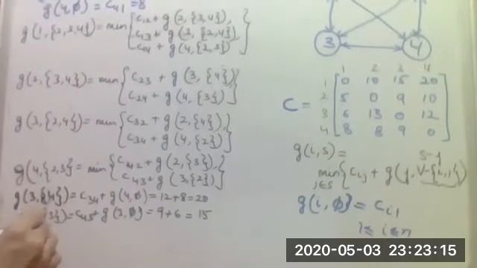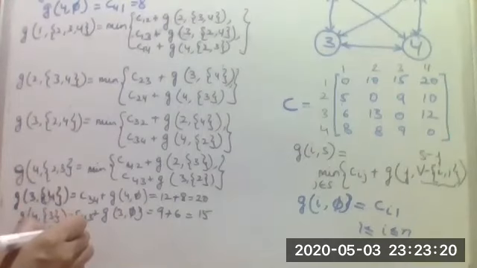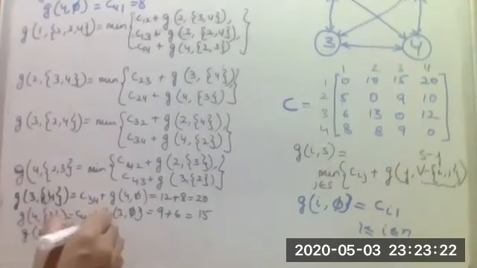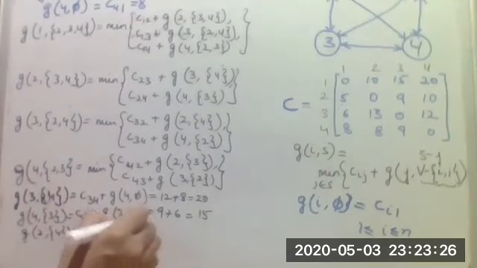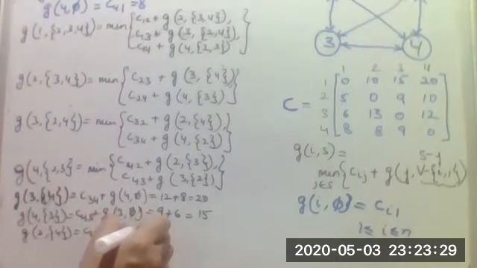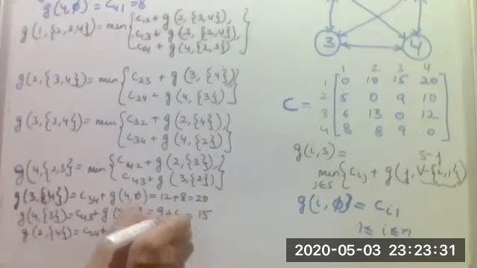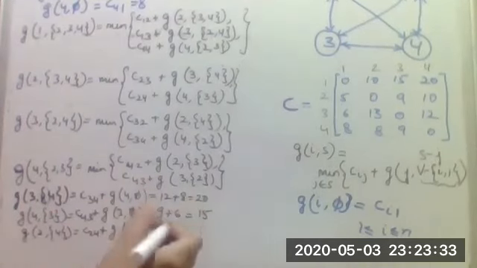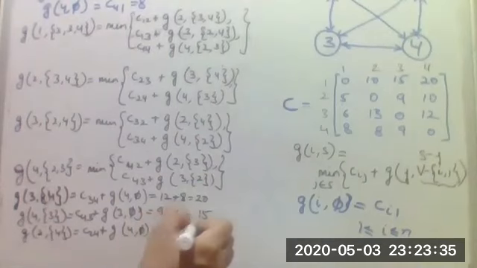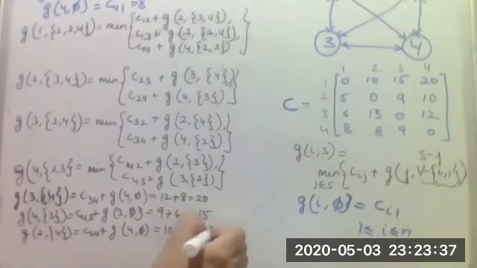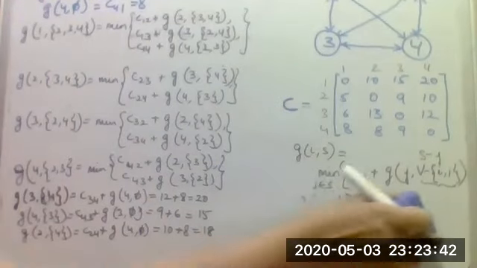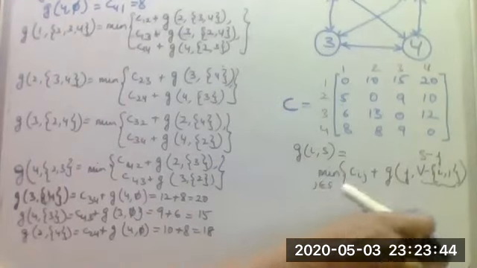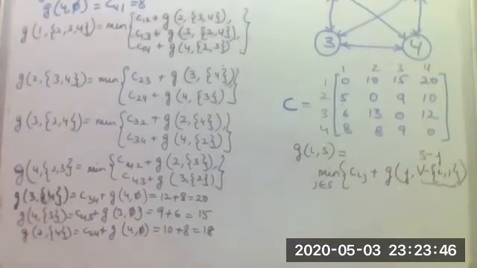Yes, next is G24, and this is equal to C24 plus G of 4 and the 5 value. C24 is 10 and this value is 8, so this becomes 18. So let's quickly calculate the other 3 values also.